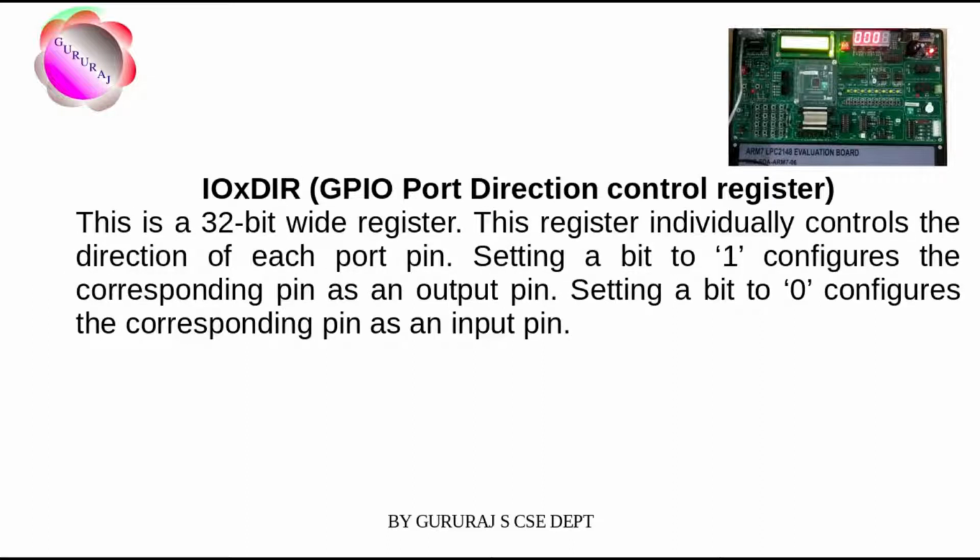IOXDIR is the GPIO port direction control register. This is a 32-bit register. It individually controls the direction of each port pin. Setting a bit to 1 configures the corresponding pin as an output pin. Setting a bit to 0 configures the corresponding pin as an input pin. So 1 for output, 0 for input.